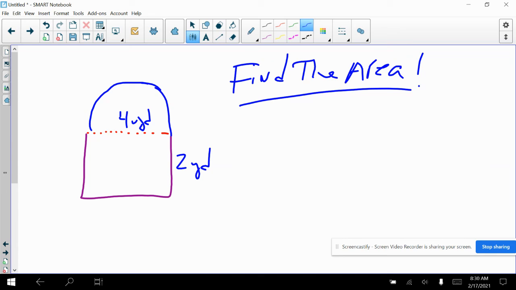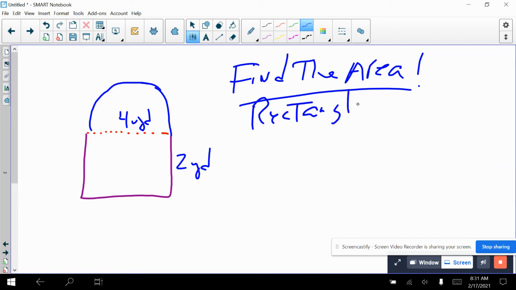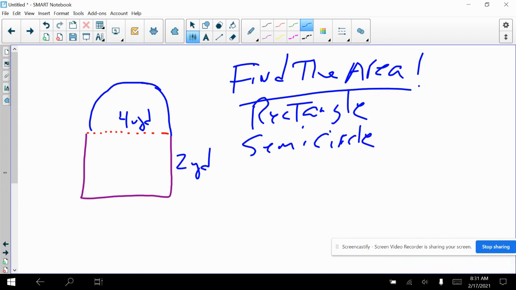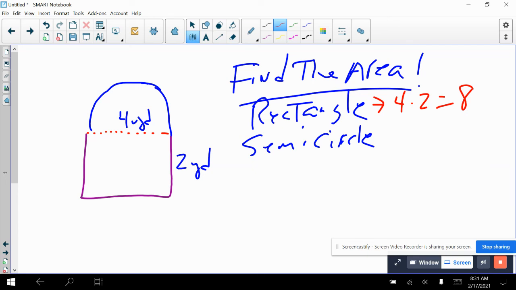All right, what do we got? What are our two shapes? Okay, we've got a rectangle. And we do have a semicircle. That is correct. All right, what's our rectangle? Area of the rectangle, Michael. That is correct, sir. Very good. Opposite sides are the same. That is correct.